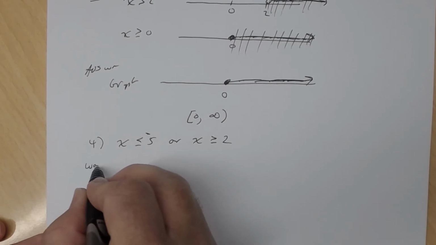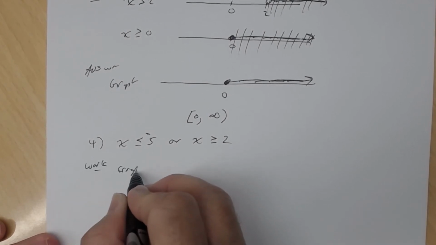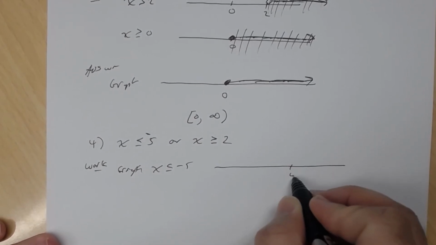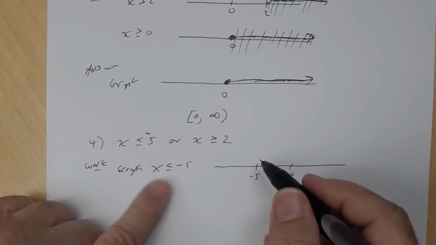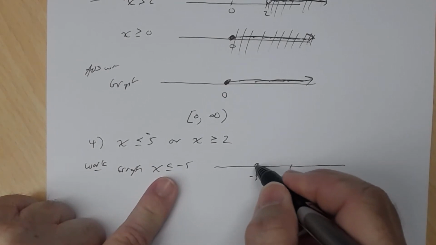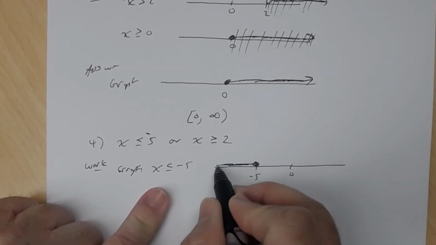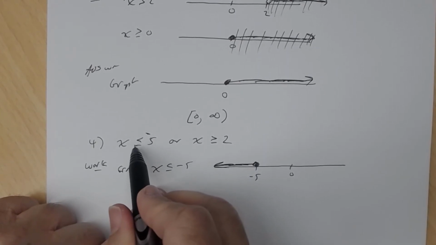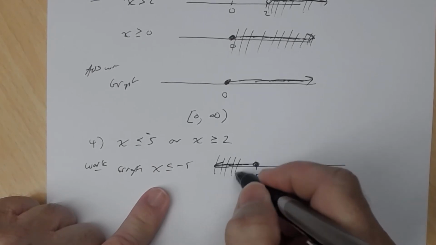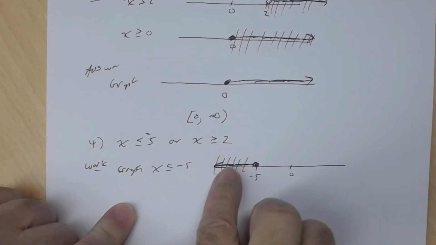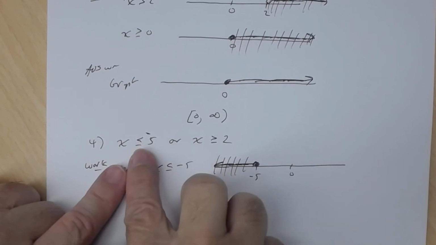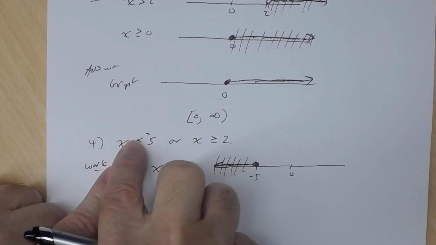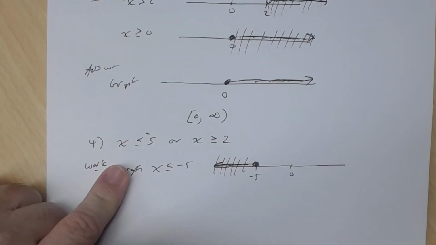So again, here's your work. So you're going to graph each one individually. So here's 0, here's negative 5. Since negative 5 is a solution because of the equal sign, you can put a closed circle, and you're graphing all the real numbers that are less than that. So that's your solution to this inequality here, which is also a solution to this compound inequality, because remember, this is an OR statement. So your solution to the compound inequality with an OR statement is any real number that satisfies this one, or any real number that satisfies this one.